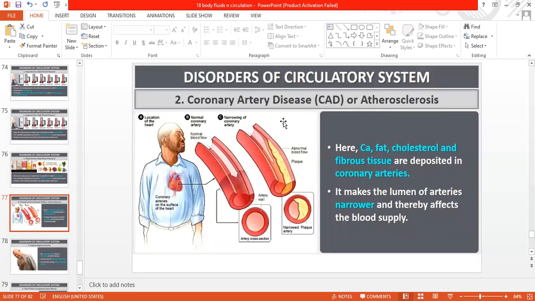The second disorder is coronary artery disease or CAD, which is also known as atherosclerosis. In atherosclerosis or coronary artery disease, calcium, fat, or cholesterol and fibrous tissue get deposited in the coronary artery. What is the coronary artery? It is the artery which supplies blood to the muscles of the heart. Now, when these things get deposited in the coronary artery, the lumen of the artery becomes narrow, and then the blood supply to the heart muscles is affected, it becomes less.